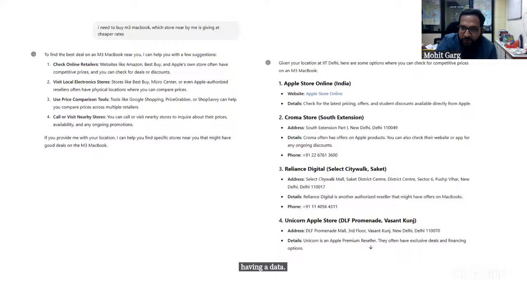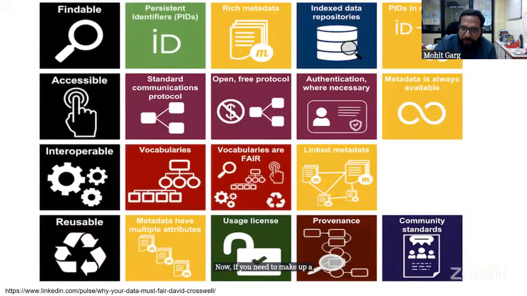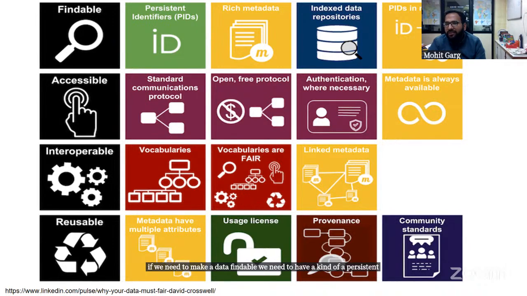Now, if you need to make FAIR data, you need to have these things. The very first thing: if we need to make data findable, we need a persistent identifier assigned to our dataset. One persistent identifier we could think of is DOI. A DOI can be assigned to data, and an organization like DataCite can provide the DOI for the data.